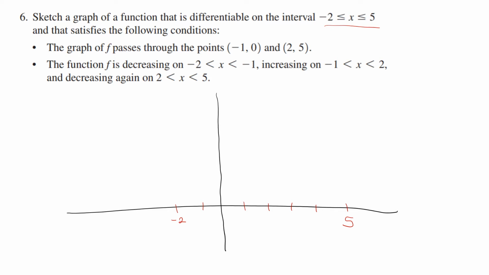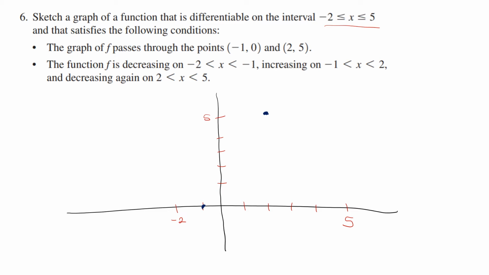The first instruction, let me use a different color: the graph of f passes through the points (-1, 0) and (2, 5). So (-1, 0) is this point, because this is -1 for x and 0 for y. And when x is 2, y is 5, so I'm also going to draw 1, 2, 3, 4, 5. Here's my 5, and (2, 5) is right over here. So I know my graph has to go through those. The function f is decreasing on -2 to -1.